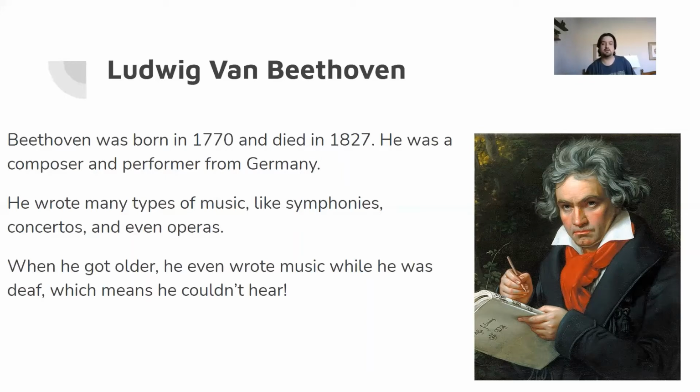Well, I'm going to tell you a little bit about Beethoven. He was born in the year 1770, so a long time ago, and he died in the year 1827. He was a composer and a performer from Germany. He wrote many types of music, like symphonies, which were big works with a bunch of orchestral musicians, concertos, which is when one person plays an instrument really, really well and kind of shows off, and he even did operas.